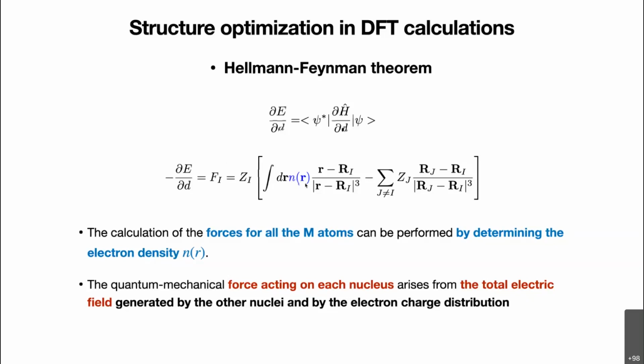So this gives us a really interesting message, which is that quantum mechanical force arises from the total electric field, which is generated by the nuclei as well as the electron charge distribution. So electrons are really acting on the nuclei. So this is a very interesting point in structure optimizations in DFT calculations.